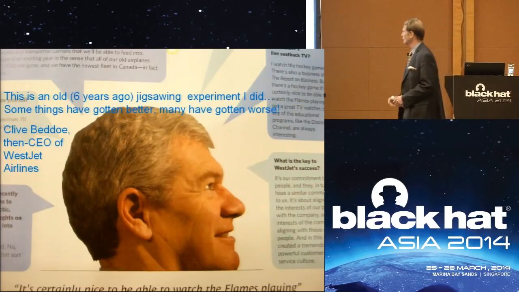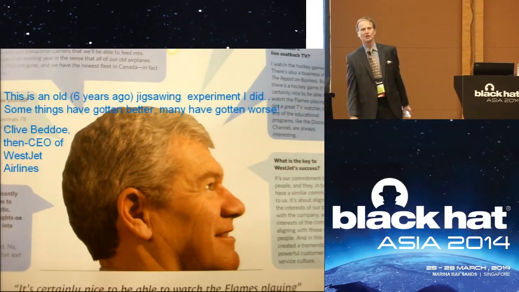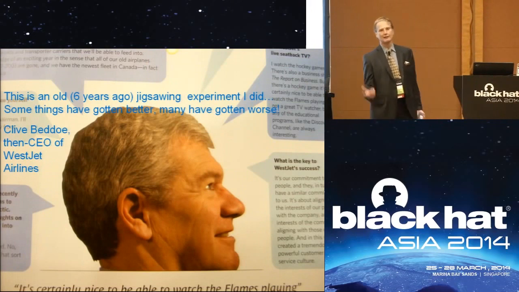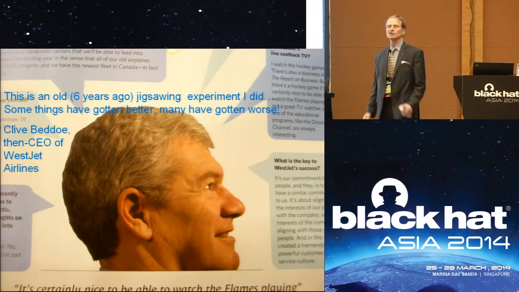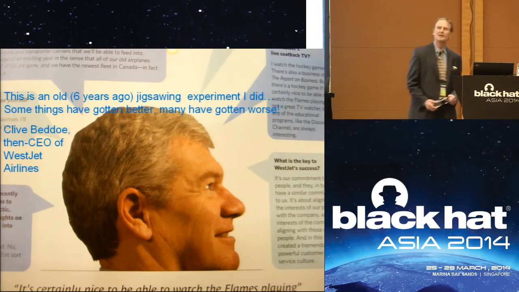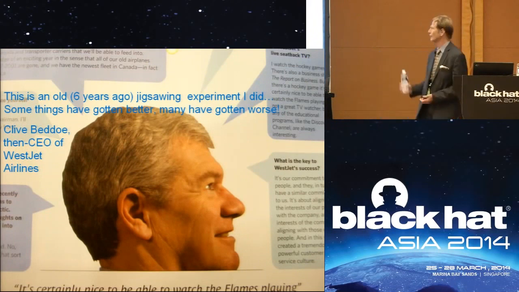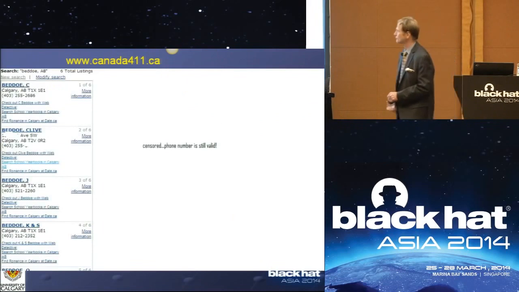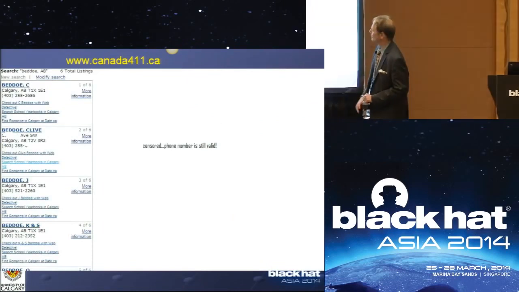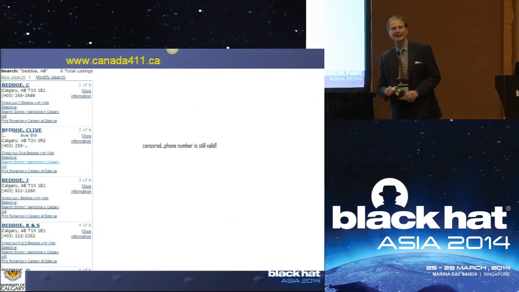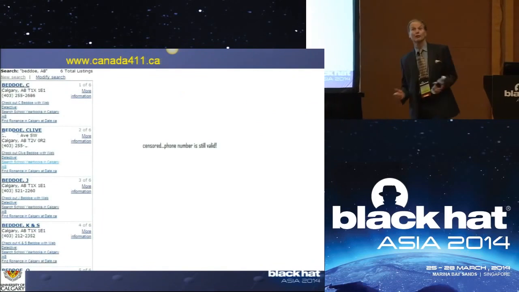Okay, so this is a fellow that I kind of know. He started an airline called WestJet. He got very rich. His name is Clyde Beddoe. I did this little assault on him 6 years ago without his permission, just to see what I could find out about poor old Clyde. Well, that's his picture off a corporate brochure. I looked him up in the telephone directory, which is online, and I've obscured some of the stuff here because his address and home phone number are in the telephone directory.